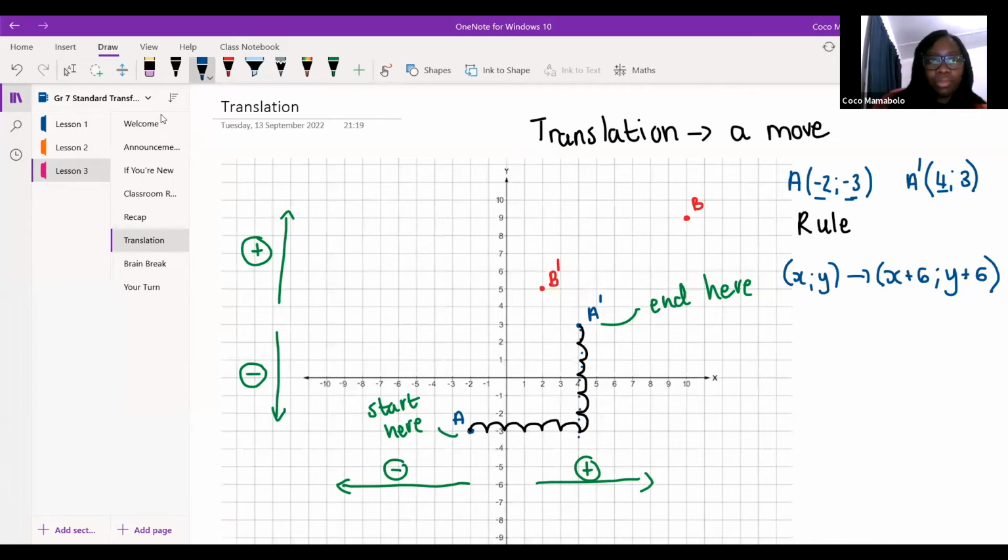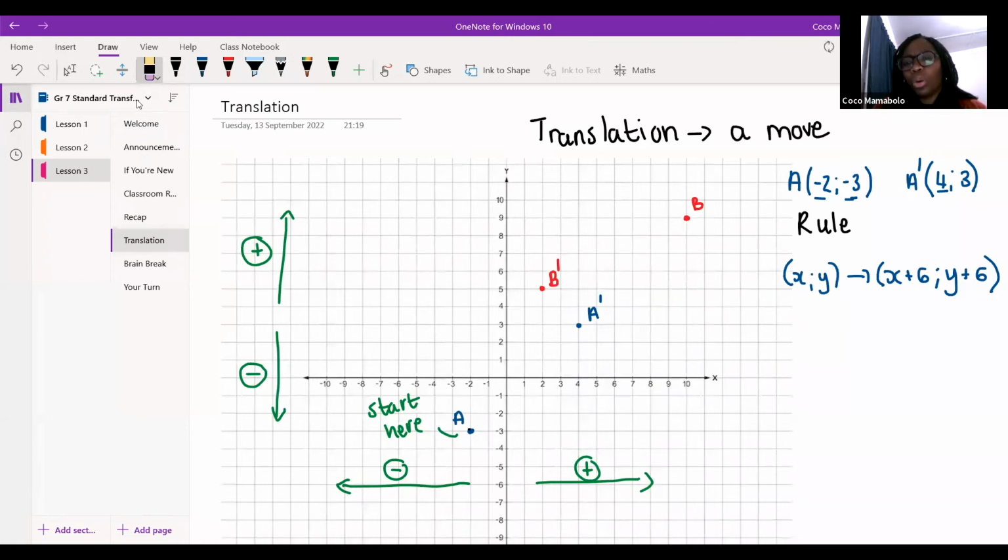How are we doing? Okay. Karabo says, kind of good. We're going to do another example. Don't worry, Karabo.